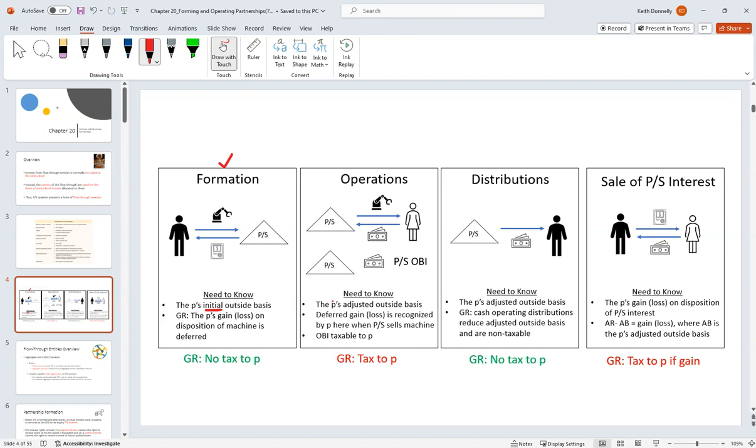Now we're going to move from the initial basis to the adjusted basis. In other words, basis is not fixed. It's not like when you buy stock for $100, that's your basis forever. For partnerships, basis is dynamic, it changes. Specifically, what happens as the partnership makes income or has losses, deductions? We'll just keep it with income to keep it simple. Your basis is going to increase. You get your share pushed out to you on the K-1, and then you pay tax on it then.